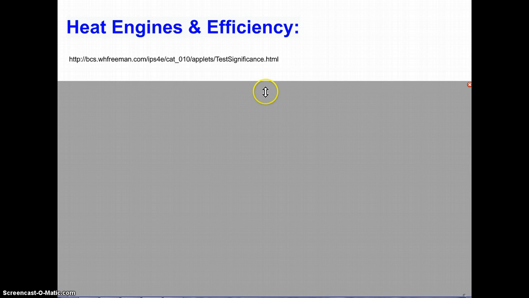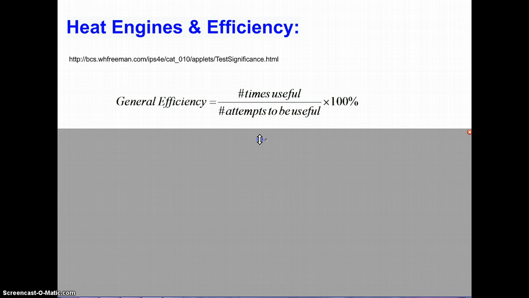A great way to think of efficiency in general is that efficiency is the number of times you are useful divided by the number of attempts to be useful. And if you wanted to express that as a percentage, you'd multiply by 100%. In our free throw example, the number of times the free throw shooter was useful was 12. The number of times he attempted to be useful was 25. And so 12 divided by 25, 0.48 times 100 would be 48%. It's no different in physics.